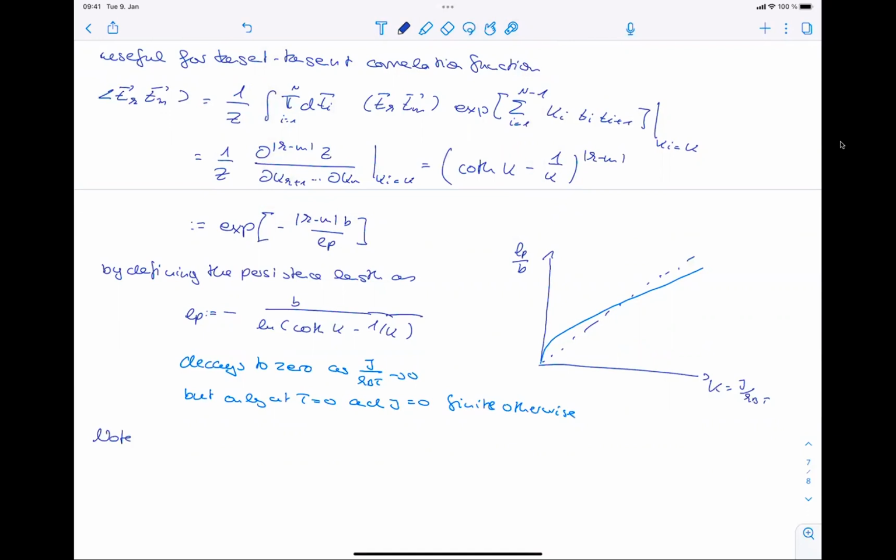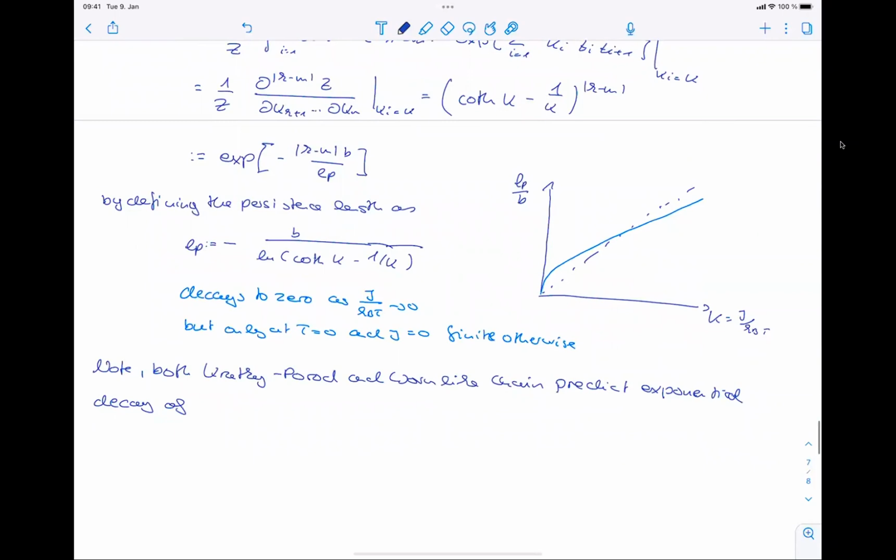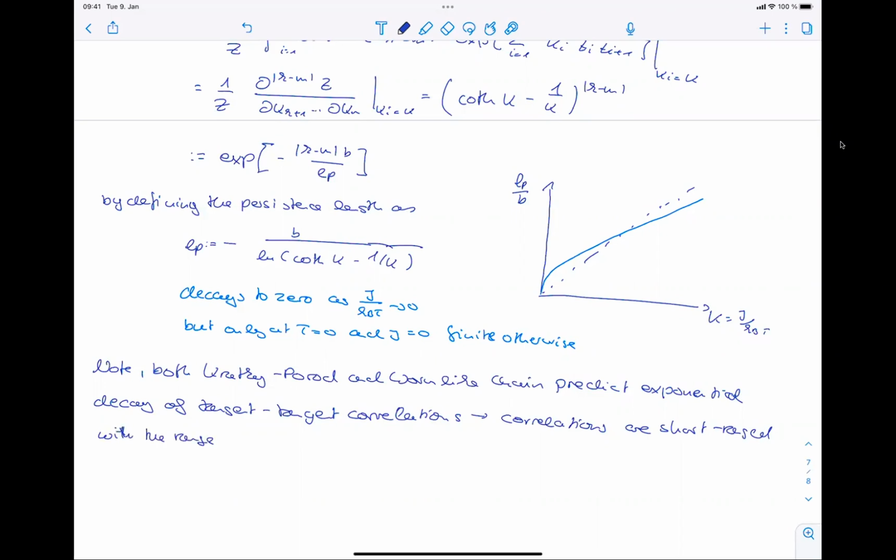Comparing to the Kratky-Porod model, we note that both the Kratky-Porod and the wormlike chain models predict exponential decay of tangent-tangent correlations, which means that these correlations are short-ranged, with the range being defined by the persistence length.